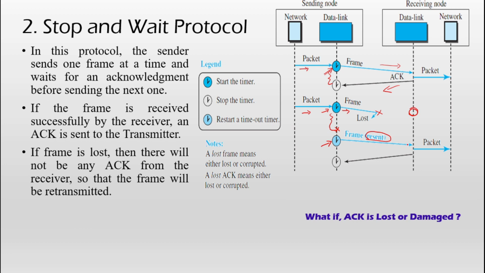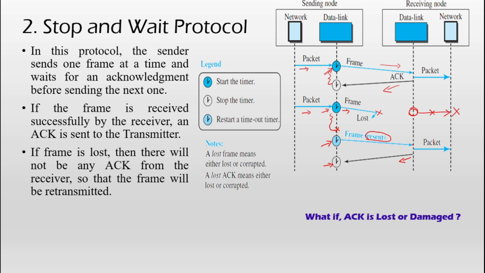And now you can clearly see that the frame has been received at the receiver side, and the receiver has also sent the acknowledgement, which is received at the transmitter side before the timer expires. So this is the case when a frame is lost. Likewise, if the received frame is damaged at the receiver side, this frame will be discarded at the receiver side, and there will not be any acknowledgement sent to the transmitter side either. So this is our second case.